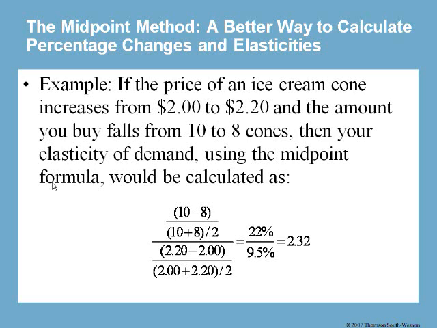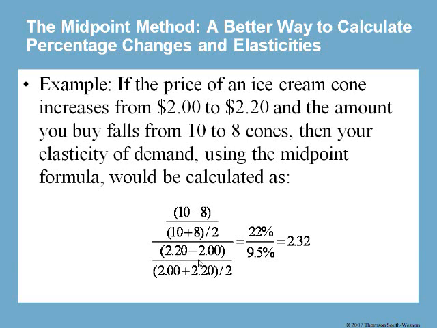Now, when you look at this formula, once again, it looks more complicated. There's a lot of extra numbers here, but you can again simplify it by saying the difference in the quantity, which you could have looked at and just said 2, versus the midpoint between 10 and 8. If you really want to go to the trouble of adding 8 plus 10 divided by 2, you can do that. Otherwise, you can just say, oh yeah, 9 is the halfway point between 8 and 10. So it's going to be 2 divided by 9. That's a 22% change in quantity.